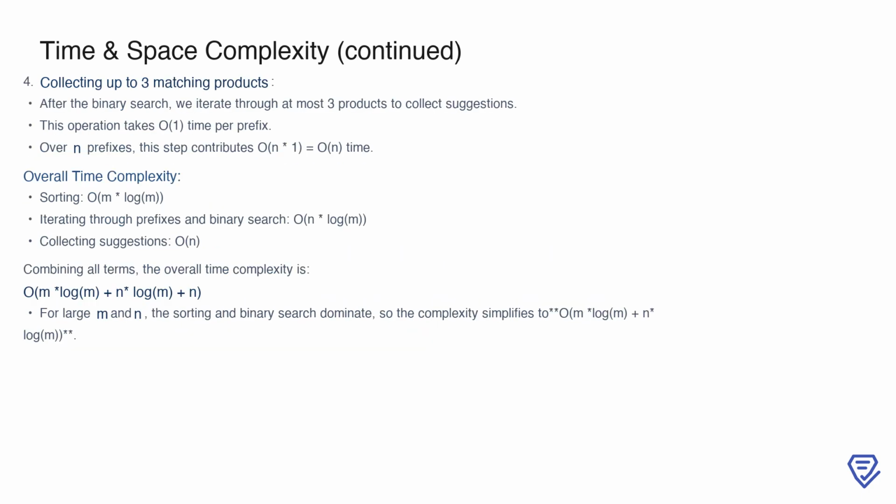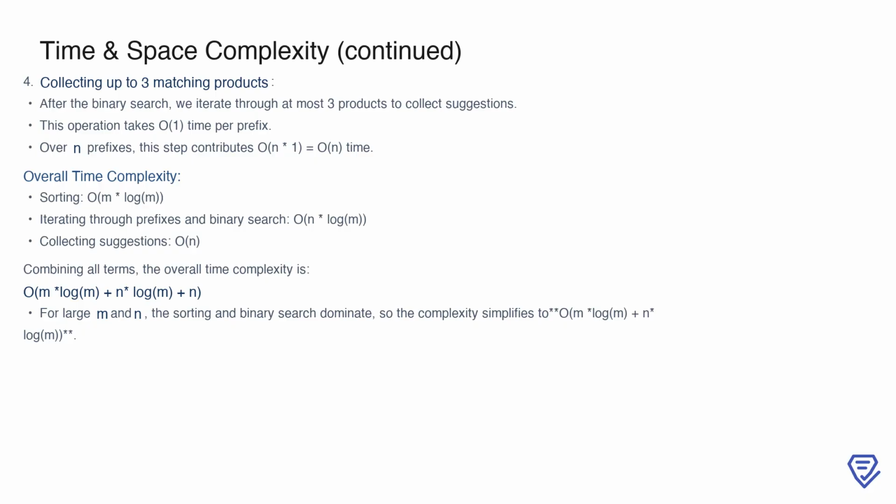After identifying the matching range of products for a prefix using binary search, the next step is to collect up to 3 matching products to serve as suggestions. This involves iterating through at most 3 products, which is a constant operation, O(1), for each prefix. Over n prefixes, this contributes an additional O(n) to the total time complexity.